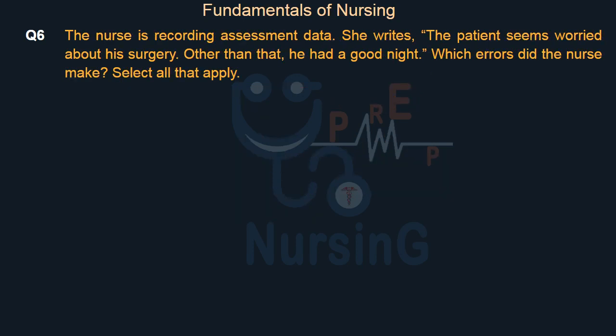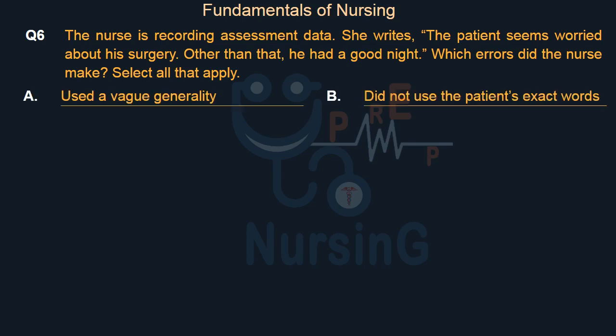The nurse is recording assessment data. She writes, "The patient seems worried about his surgery. Other than that, he had a good night." Which errors did the nurse make? Select all that apply. Option A. Used a vague generality. Option B.